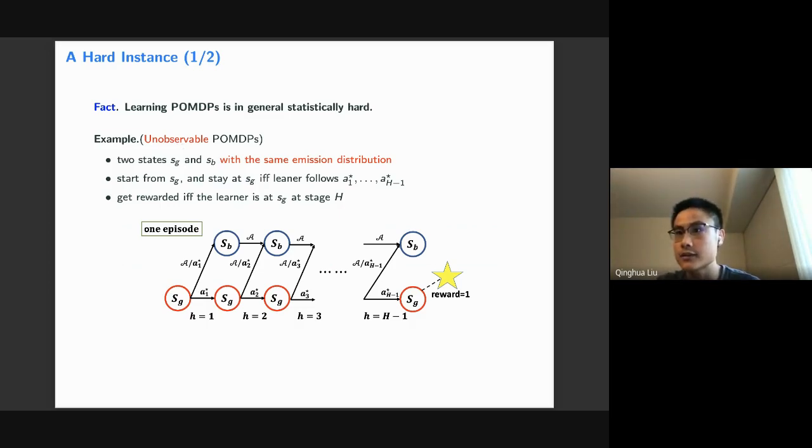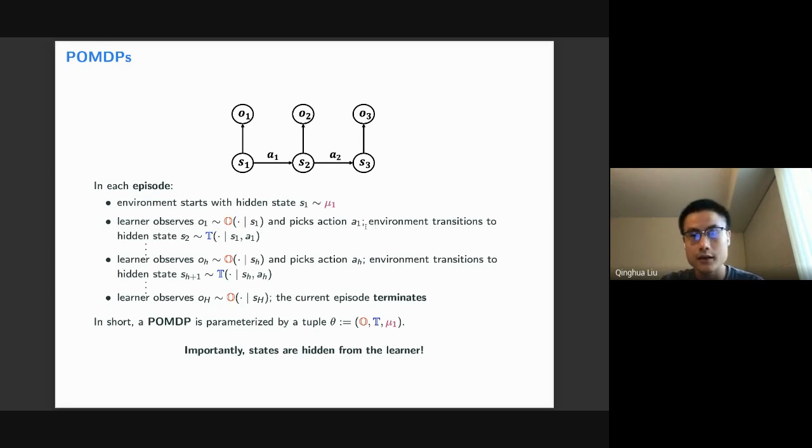Is it possible to work with the belief state instead of tracking history during the current episode? So here there is a question by Rahul. He asks, is it possible to work with the belief state instead of tracking history during the current episode? So if you know the initial distribution mu1, the emission kernel O and the transition kernel T, you can definitely track the belief state. But here we assume all the parameters of the POMDP are unknown. So you can't compute the belief state because you don't know these parameters.